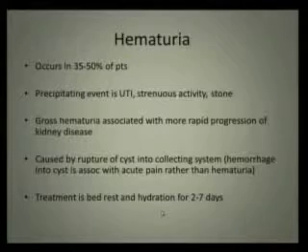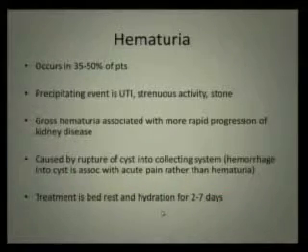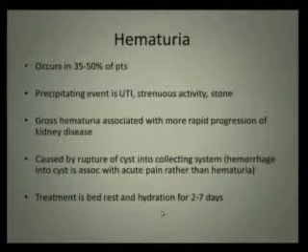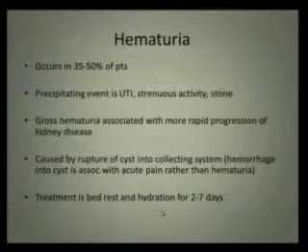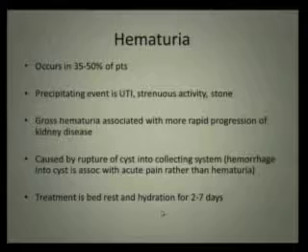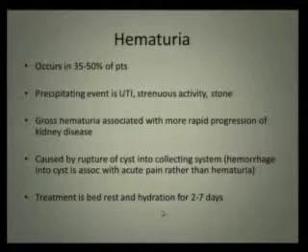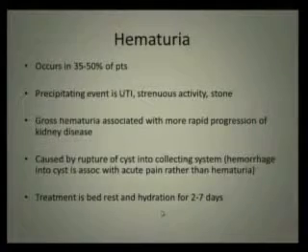And so hematuria can occur in 35 to 50% of patients. The precipitating event can be a UTI or strenuous activity, or maybe they have a stone. Gross hematuria is associated with a more rapid progression of kidney disease, and it can be caused by a rupture of the cyst into the collecting system. So you can rupture into the collecting system, which would give you hematuria, but the cyst can also rupture without draining into the collecting system. So you would have pain, but no hematuria at that point. And the treatment is bed rest and hydration.